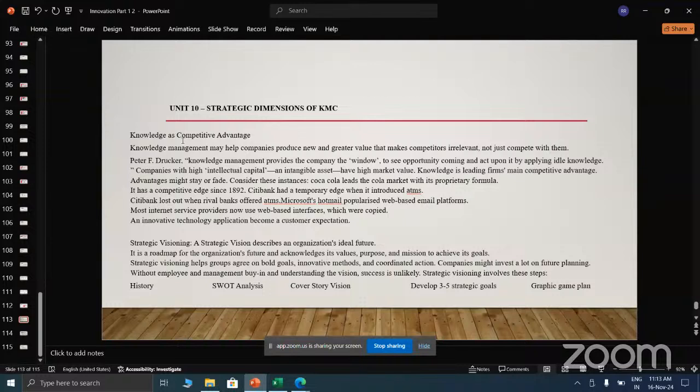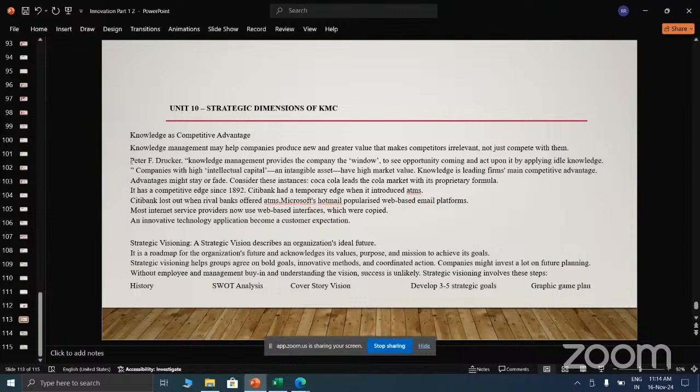So now let's look at the strategic dimensions of the knowledge management cycle. Knowledge is often considered competitive because knowledge can be easily shared, and knowledge can be easily grabbed. So when one company discusses the existing gaps, research gaps, and improves their knowledge, similarly another company can also do so. So what is knowledge management? Knowledge management may help companies produce new and greater value that makes competitors relevant, not just competition among them.